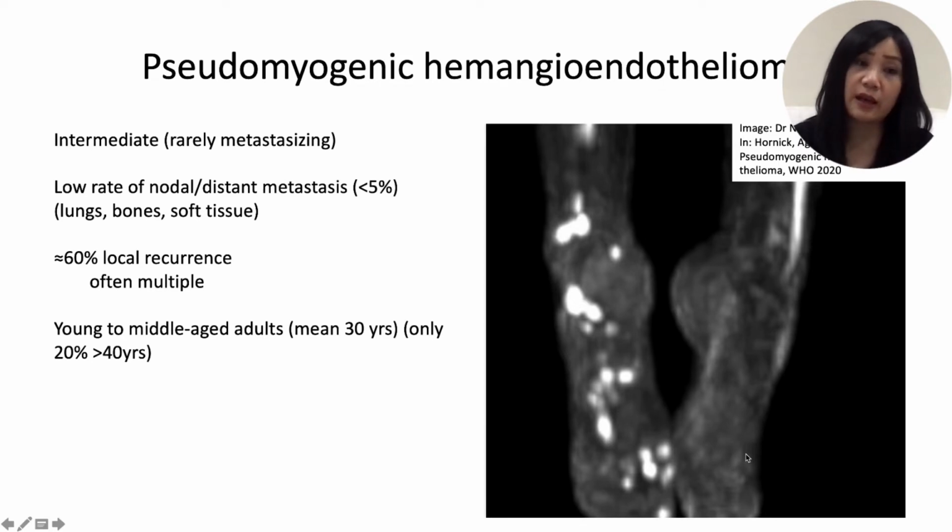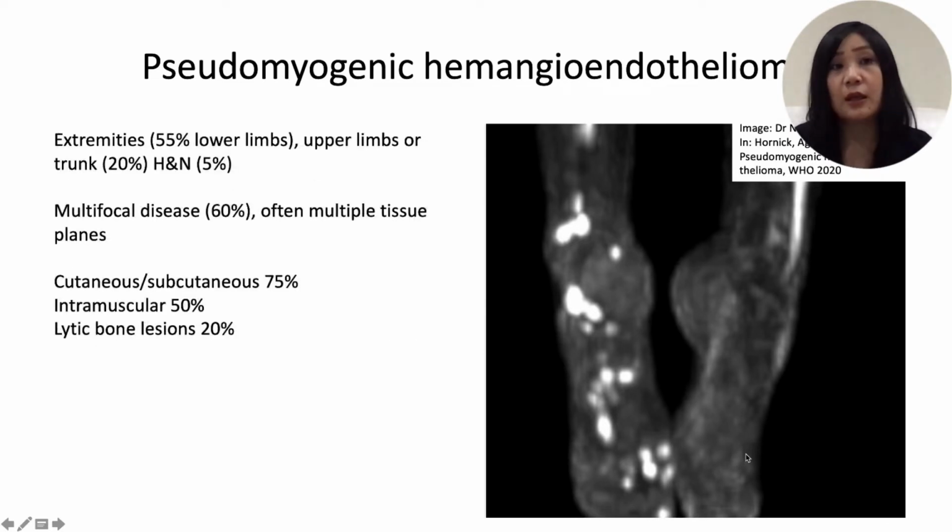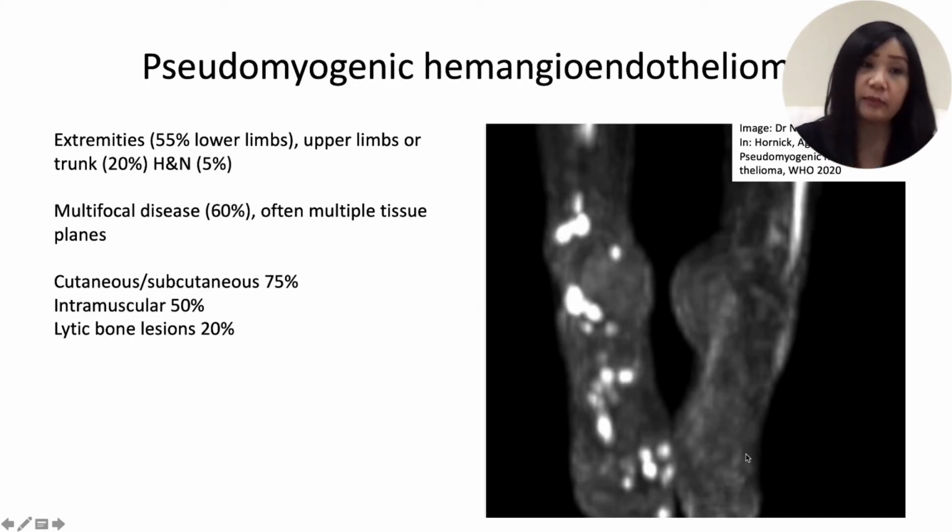So these tumours occur in young to middle-aged adults, but the mean age is relatively young, males, 30 years, and only 20% occur in patients who are older than the age of 40. These can occur at a variety of sites, particularly extremities. 55% occur in the lower limbs. This is in contrast to epithelioid sarcoma, where the majority occur in the upper limbs. They can also occur in the trunk and more rarely the head and neck.